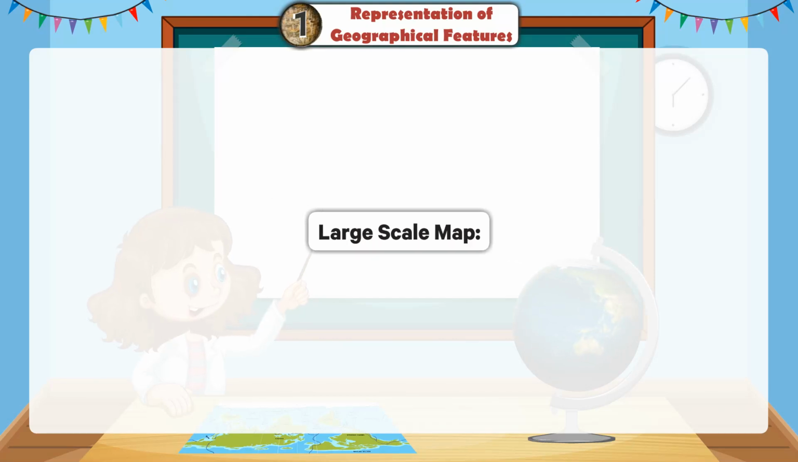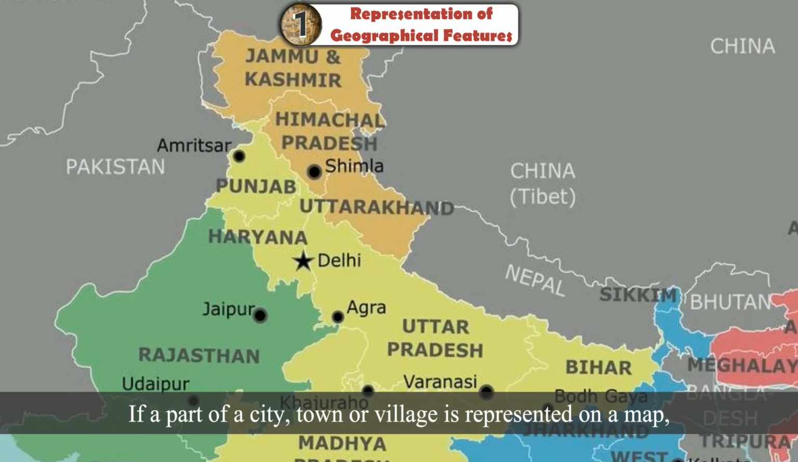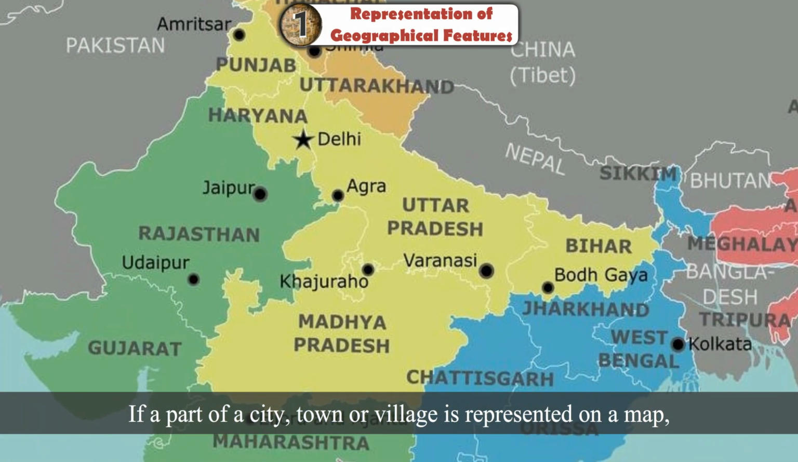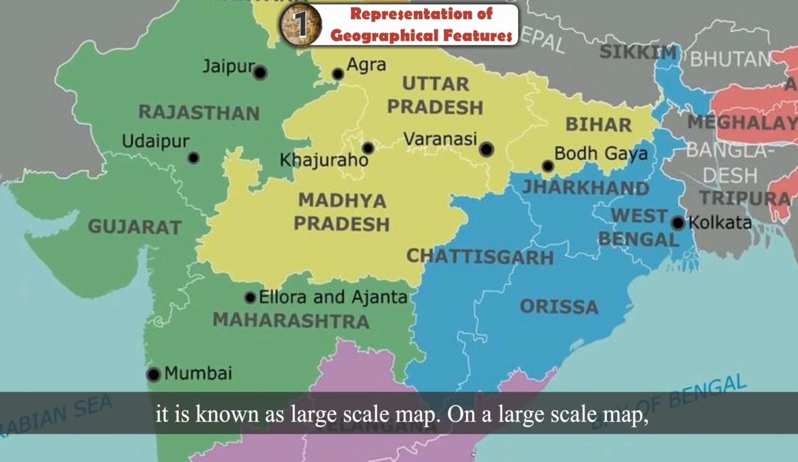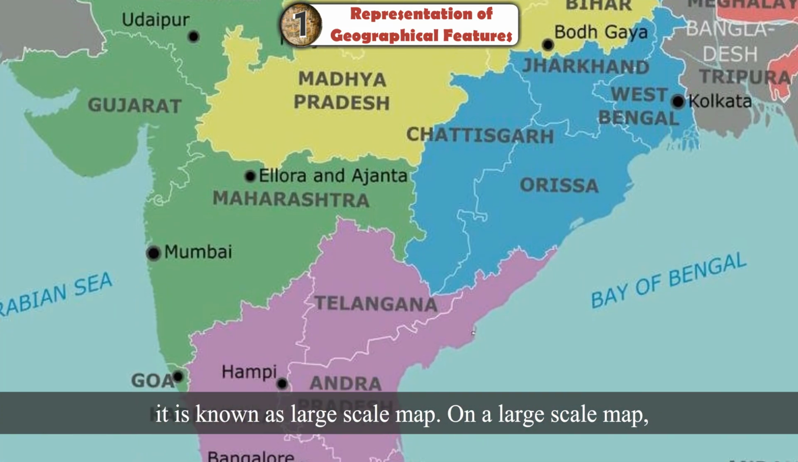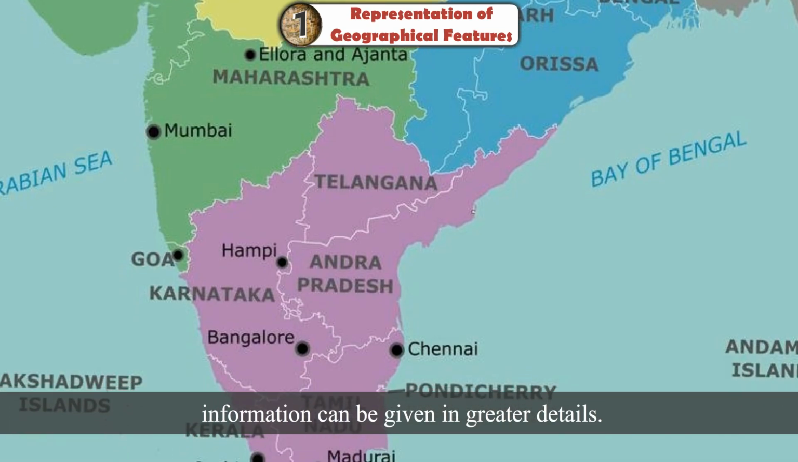Large scale map. If a part of a city, town or village is represented on a map, it is known as a large scale map. On a large scale map, information can be given in greater detail.